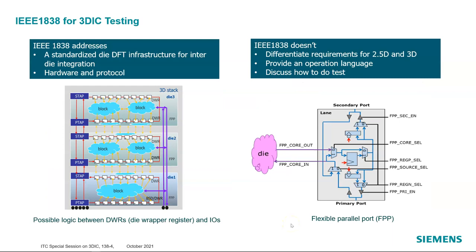IEEE 1838 addresses the standardized die DFT infrastructure for inter-die integration and defines the corresponding hardware and protocol. It has three important components: a mandatory serial TAP port to help inter-die communication, the die wrapper register, DWR, to handle the die-to-die test, and an optional flexible parallel port for transporting the die scan data in and out of the stack. However, the standard doesn't differentiate requirements between 2.5D and 3D, doesn't have an operation language, and doesn't focus on how to do the test.